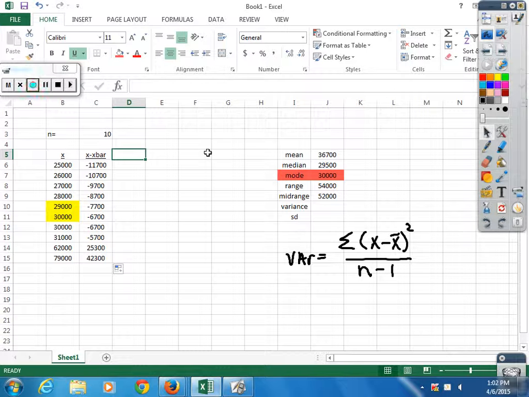Right here. Okay, x minus x bar. I've got to take the average away from each one of my numbers. So I take 36,700, take it away from 25,000. Take 36,700 away from 26,000. Take 36,700 away from each one of these. And that'll give you these numbers.